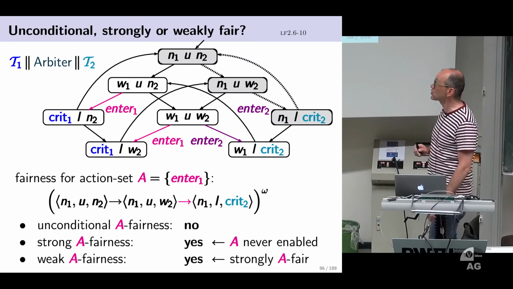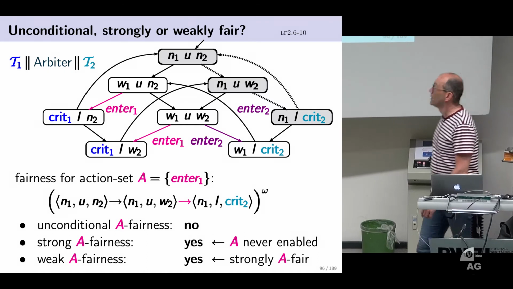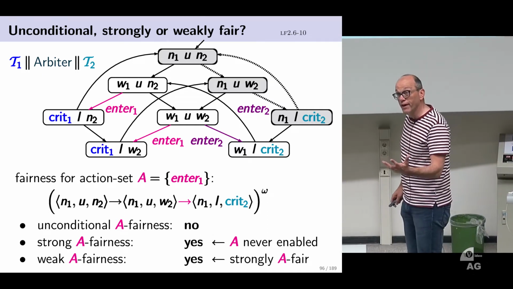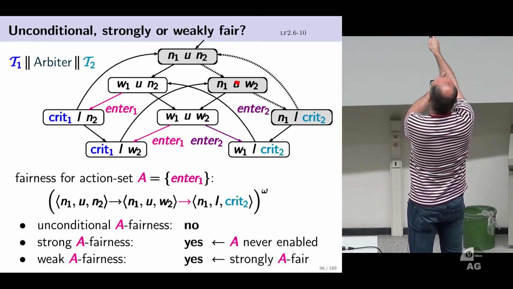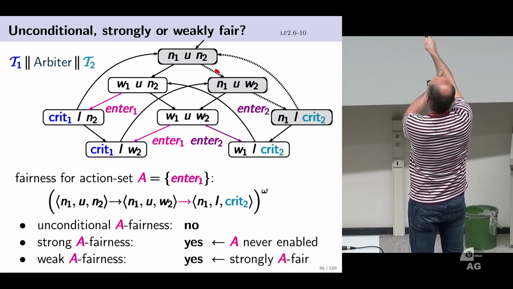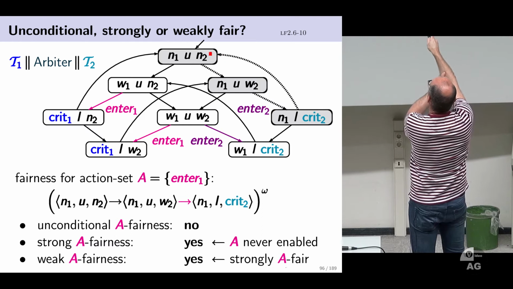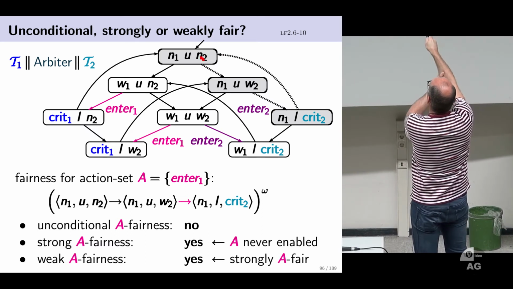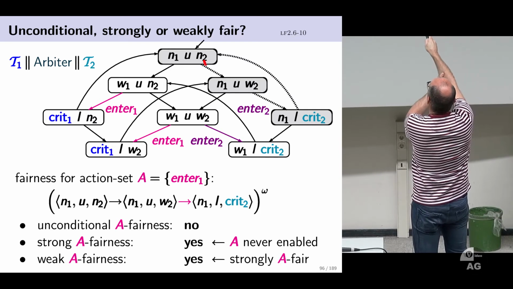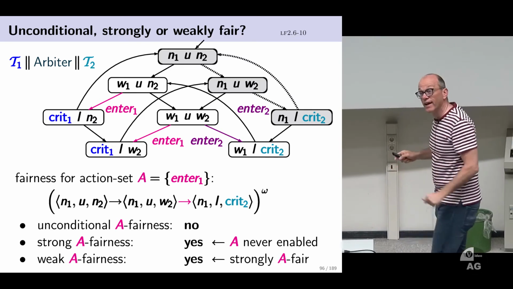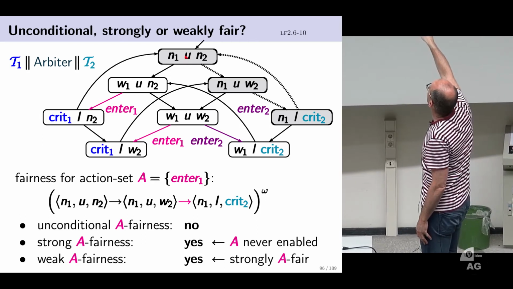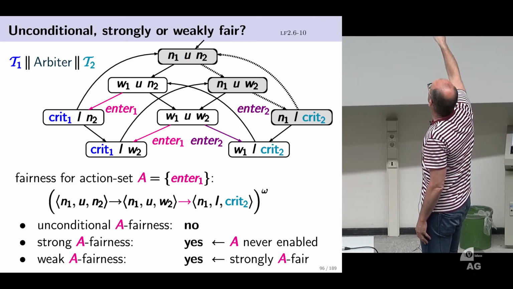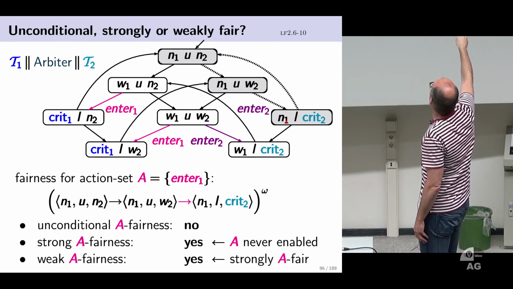Then the second, is it strong fair? Yes. Why is it strong fair? Good. In order to see this, we look at this behavior. Strong fairness says, if the action enter 1 is enabled infinitely often, we should take it infinitely often. So the first question we should answer, is enter 1 enabled? Well, it's not enabled in this state. It's not enabled in that state. And it's not enabled in that state.